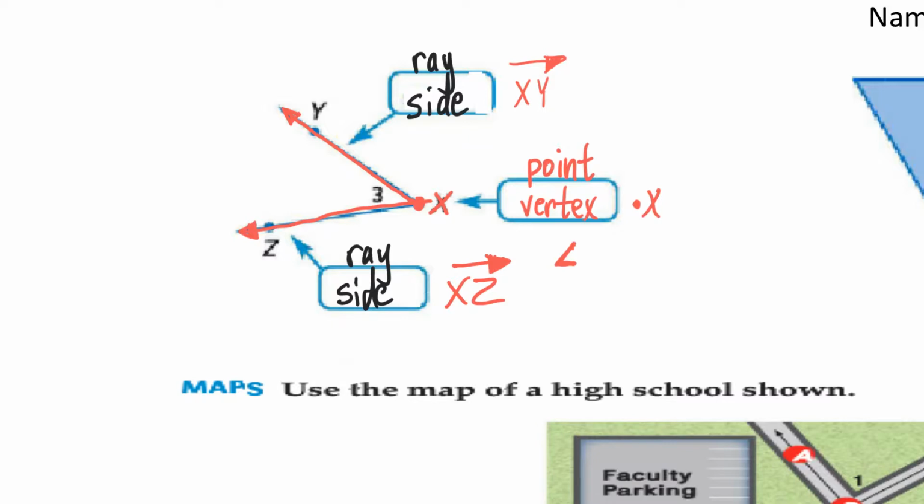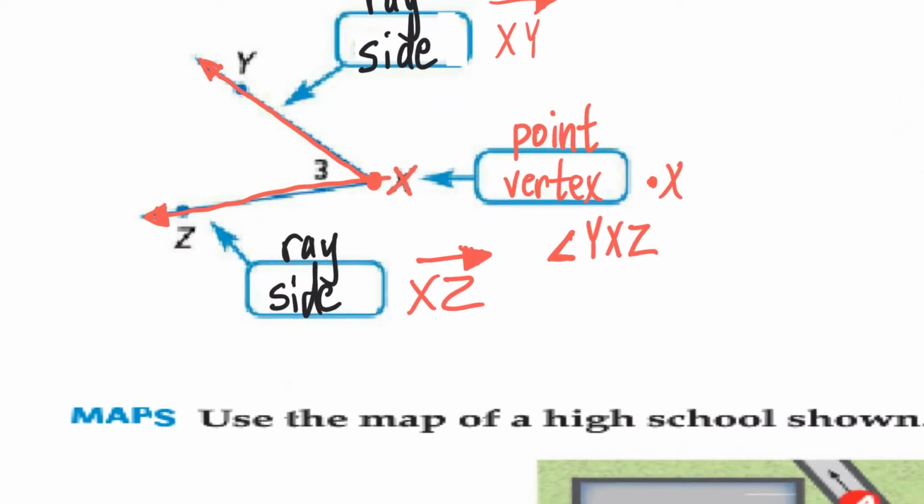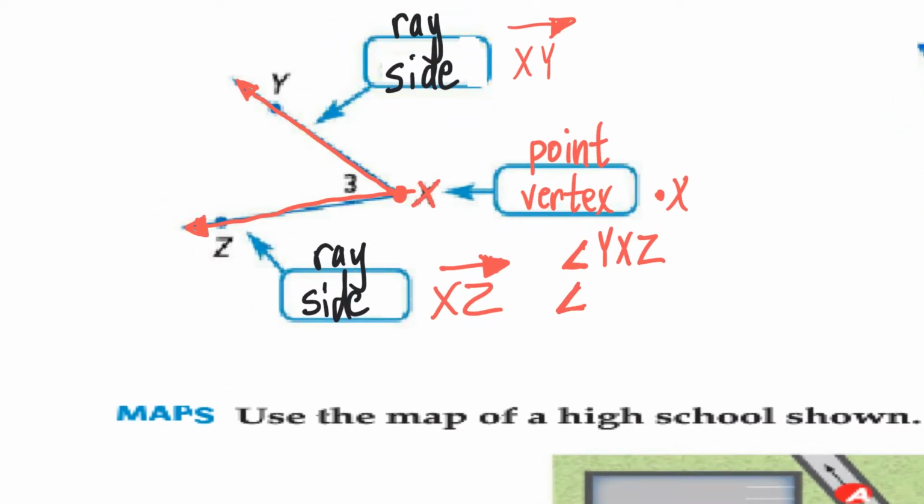So one thing I could call this is angle YXZ. That would be good. Okay, another name that I could give for this is angle ZXY. As you look at both of these names, YXZ and ZXY, do you notice something that's common between these two names? Good. The X is in the middle here, the X is in the middle here, and that's not by chance. It's got to be that way, okay?